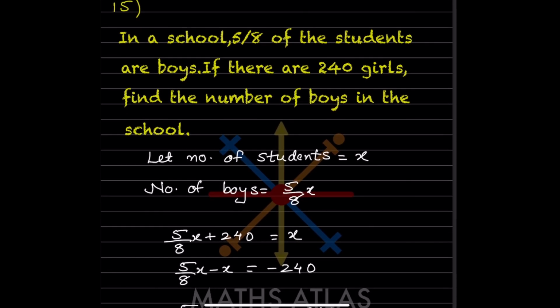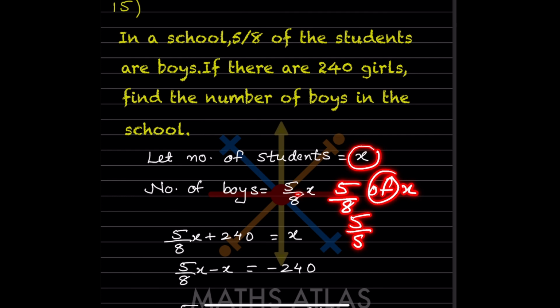In a school, 5/8 of the students, see here, of the students are boys. If there are 240 girls, find the number of boys in the school. Now, let the number of students, we don't know the number of students, we are going to consider this as x. This is an important step. The number of boys is given as 5/8 of the students. Of the students means we have considered the students as x. So we can write here 5/8 of x. What do you mean by this of? Of means multiplication. So the same thing is written over here.